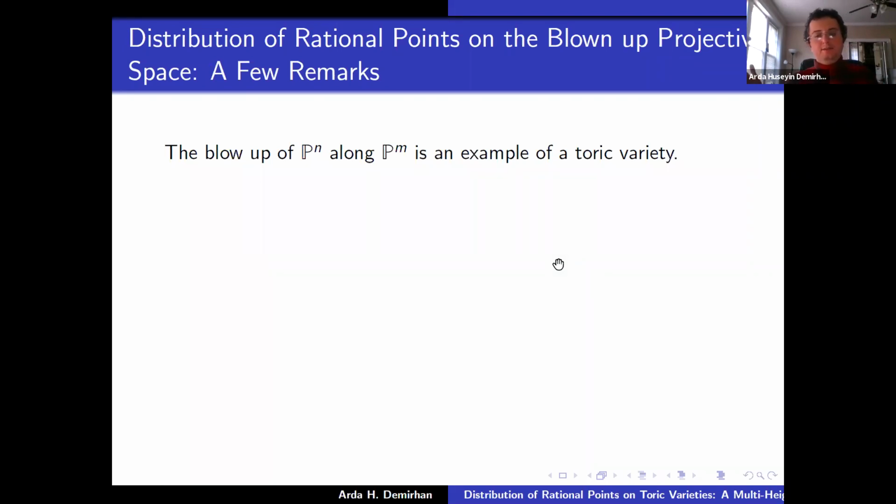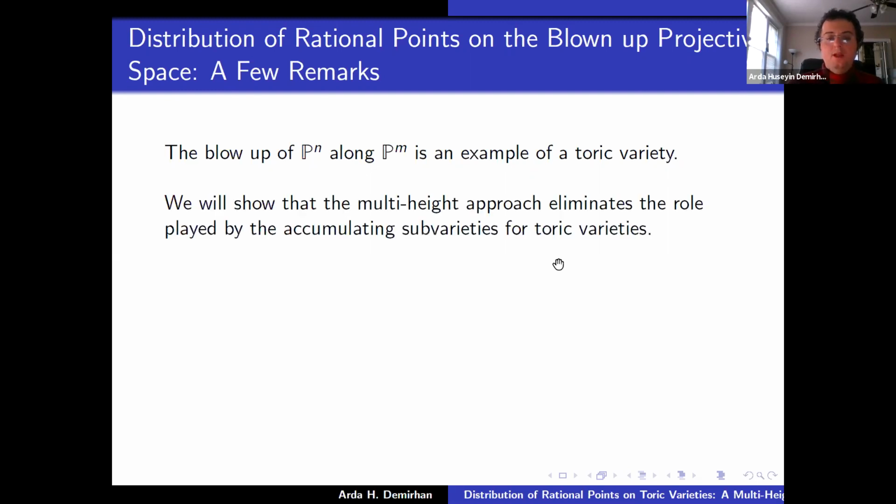Here, the blow-up of P^n along P^m is a toric variety, and that's the second reason why I picked this as an example. Motivated by this example, we see that the multi-height approach removes the effect of accumulating subvarieties for toric varieties.